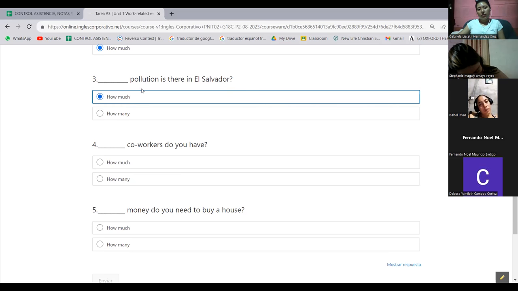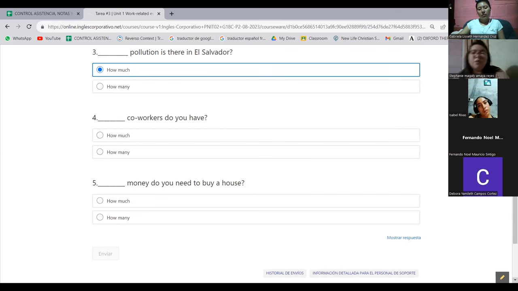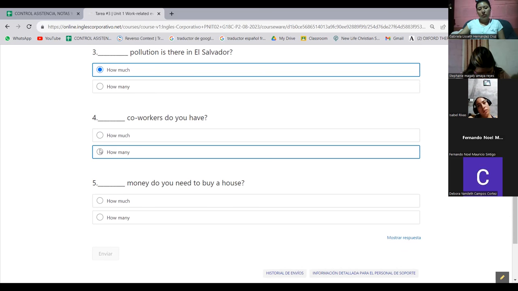So, how much pollution is there in El Salvador? How much pollution is there in El Salvador, right? So, that's good. Yes. Number four. How many co-workers do you have? Great. Number five.